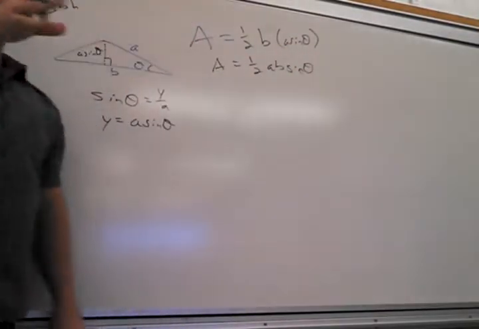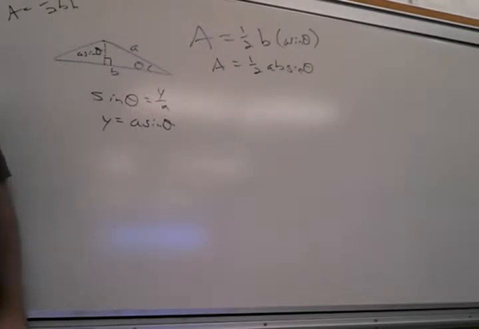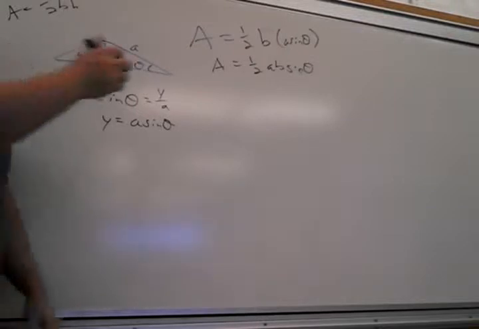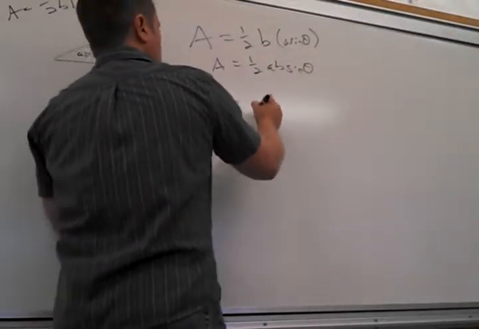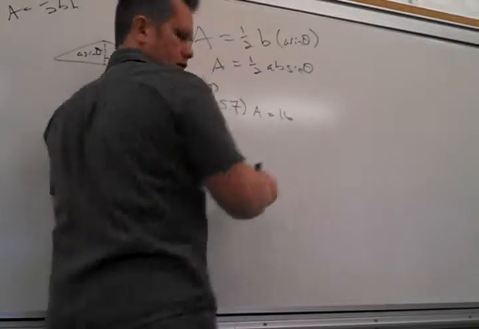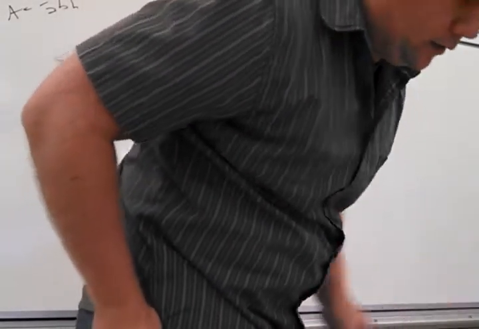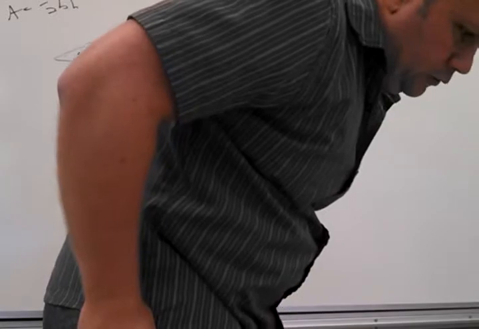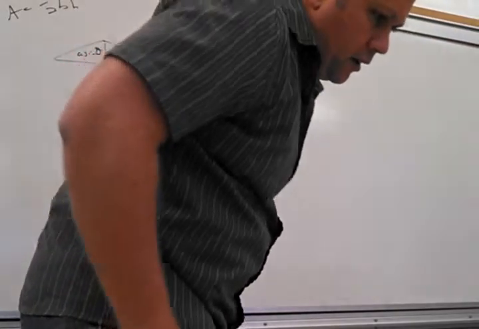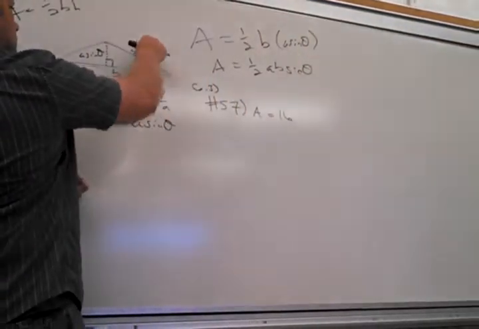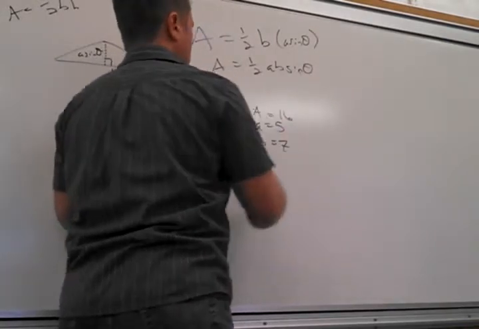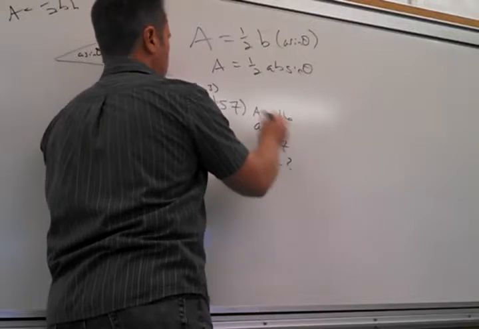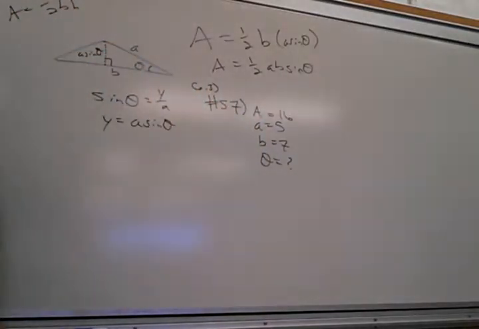So let's do the first couple steps in number 57, section 6.3. They tell you the area is 16 square inches. They tell you that the two sides are 5 and 7, like these sides here. And they ask you what's the angle in between those two sides.